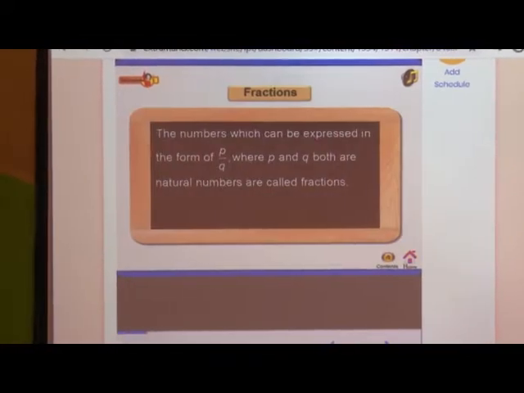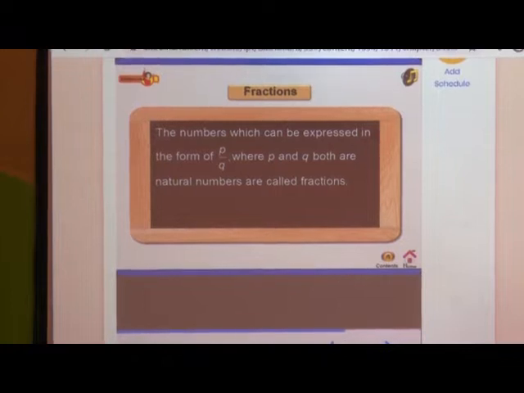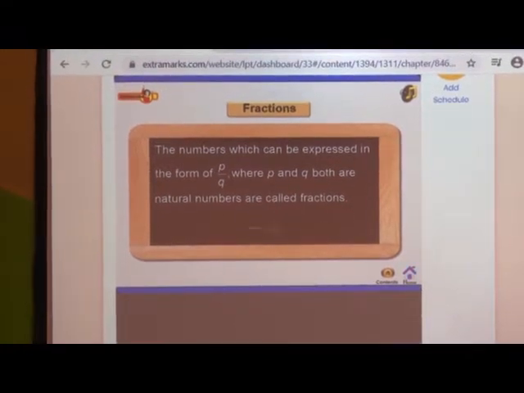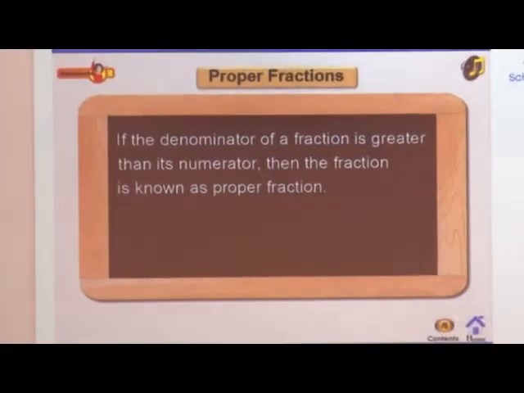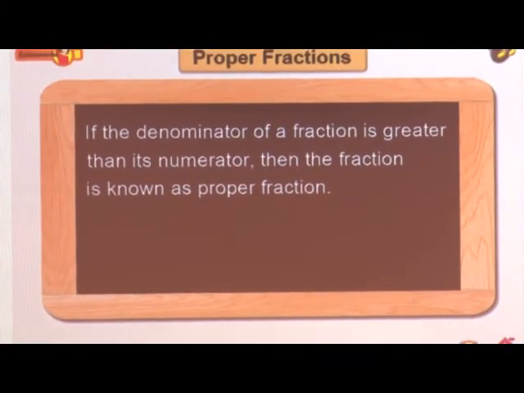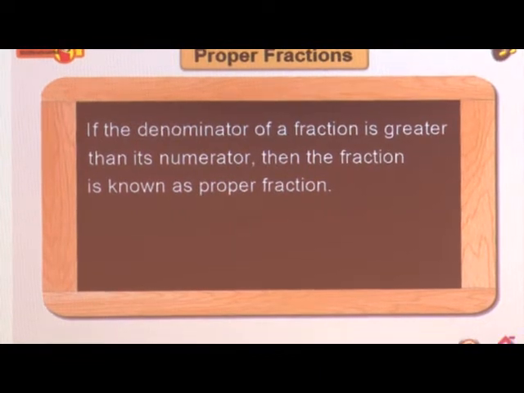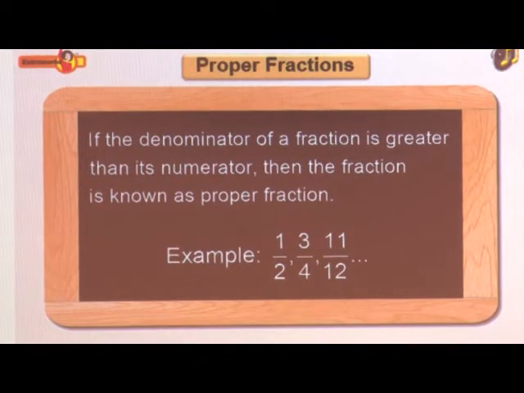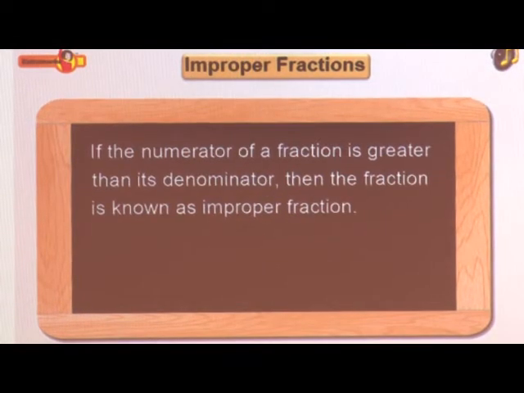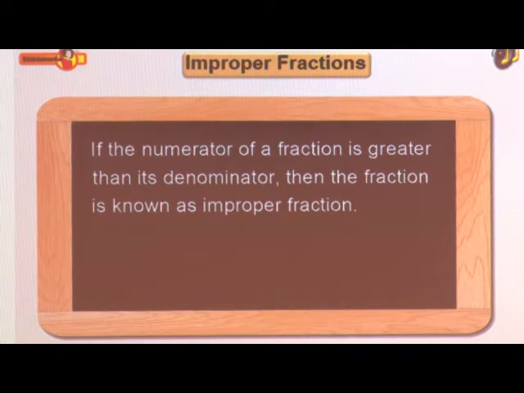The number which can be expressed in the form of P upon Q, where P and Q both are natural numbers, are called fractions. If the denominator of a fraction is greater than its numerator, then the fraction is known as proper fraction. If the numerator of a fraction is greater than its denominator, then the fraction is known as improper fraction.